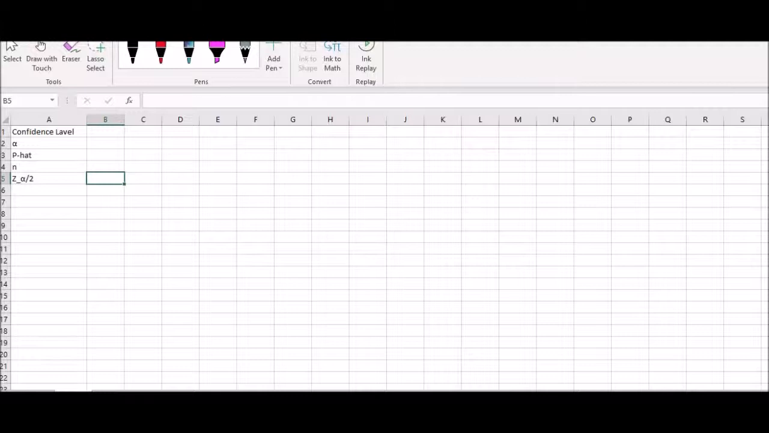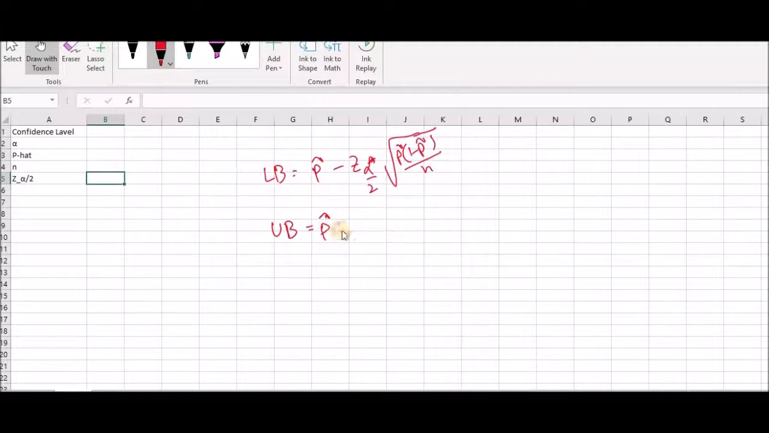So the formula for the confidence interval is given by: the lower bound of the interval is p hat minus z sub alpha divided by 2 times the square root of p hat times 1 minus p hat divided by the sample size. The upper bound of the interval is basically p hat plus z sub alpha divided by 2 times the square root of p hat times 1 minus p hat divided by n.